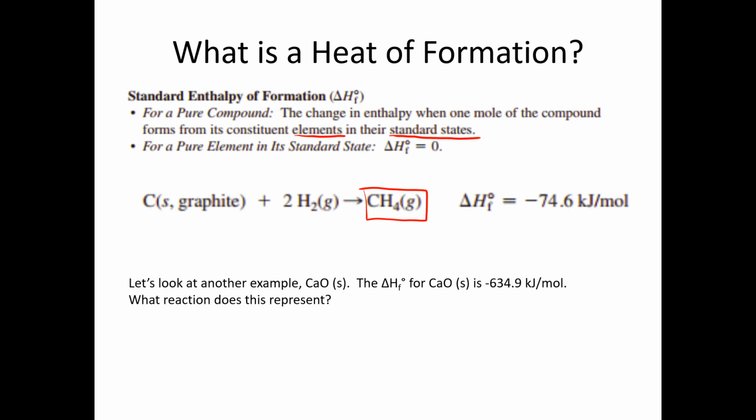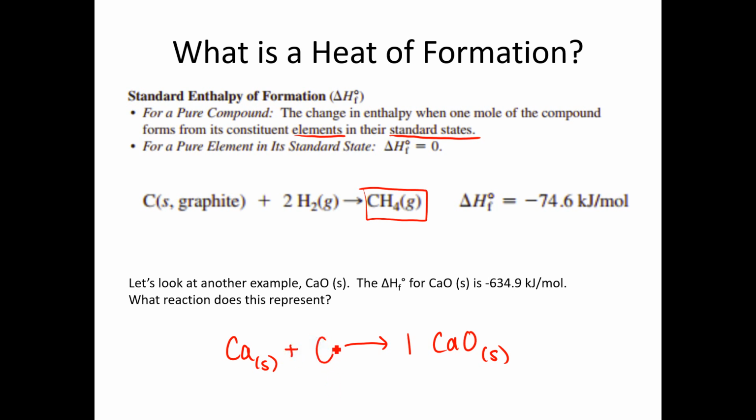So if someone tells you the heat of formation for calcium oxide is negative 634.9 kilojoules per mole, well, what reaction is that representing? Well, it's the energy to make 1 mole of solid calcium oxide. I'm going to put a 1 there. We don't usually write the 1, but I'll leave it. And it's making it from its elements in their standard state. So calcium oxide is made of calcium, and calcium metal is a solid at room temperature. That's its standard state.